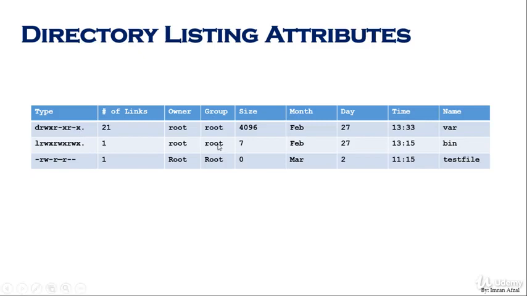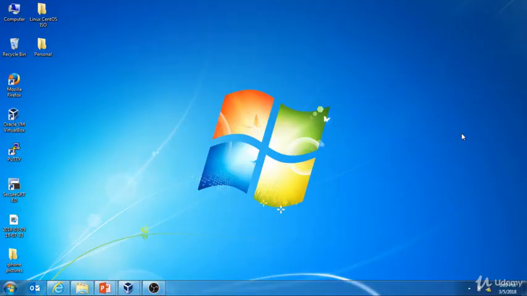The fourth one tells you the group of that directory, which group owns that directory, and then the size of the directory or file, the month, the day, the time, and the name. So these are the basic attributes when you do ls -l. Now let's go to our Linux server and see how it looks.